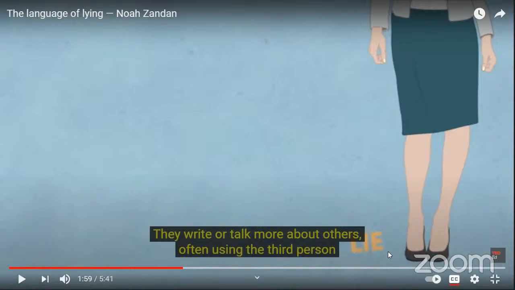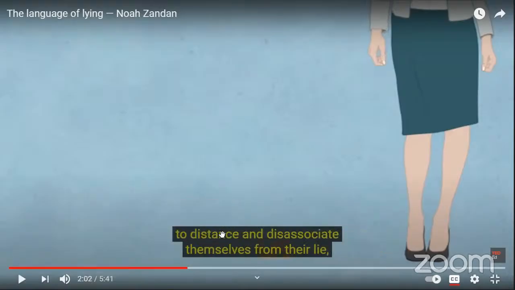Okay, liars, they don't usually say I, we. They don't say I, or they don't say we. They say he, they say she, they say a person. They use third person. Why? Because they want to distance and disassociate themselves from their lie. So they want to put the lie there, and they want to be away from it. That's why they use third person.